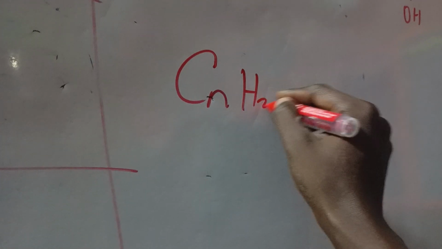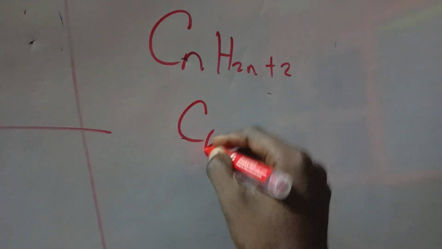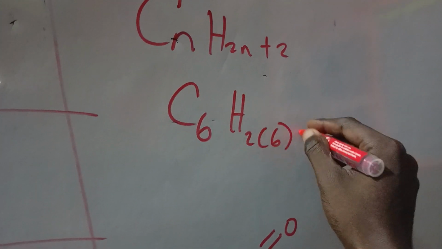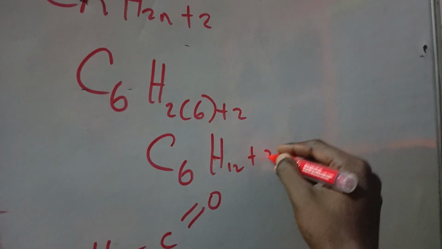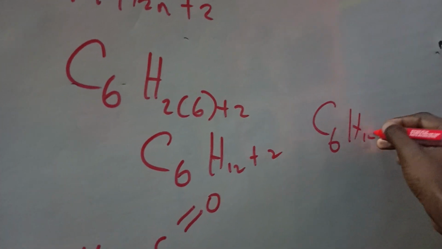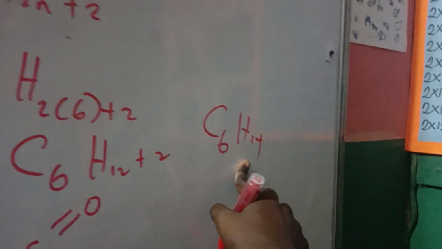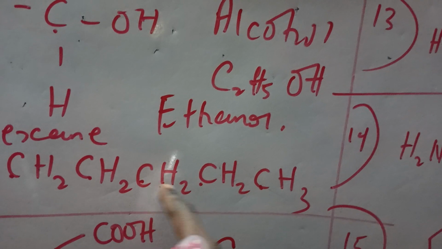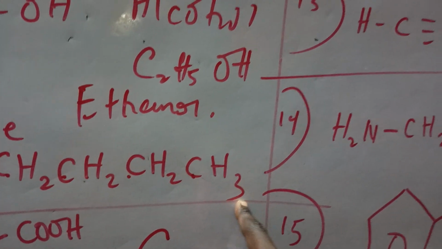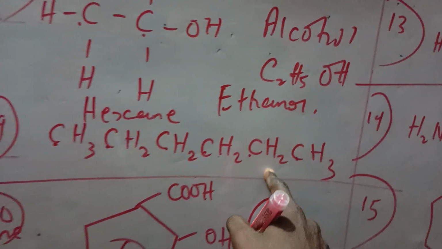You know that hexane is from alkane, CnH2n+2. That will be C6H(2×6+2). The n is the number of carbon atoms. That will be C6H12+2. That will be C6H14. This is the formula for hexane. Now let's confirm it here. You can see 3, 2, 5, 7, 9, 12 plus 2, 14. So this is actually C6H14.